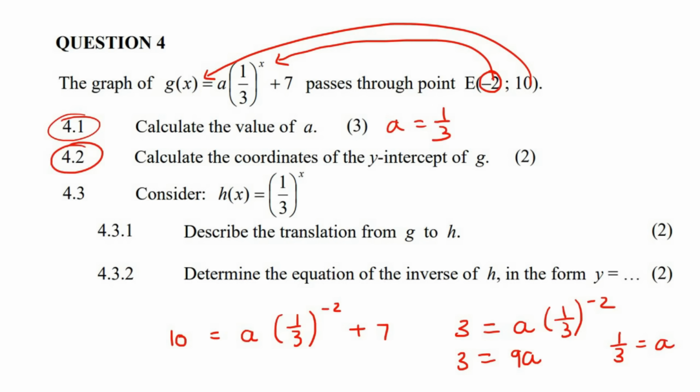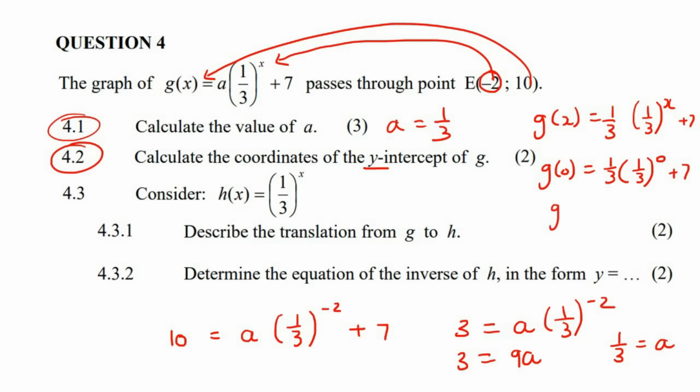This question says calculate the coordinates of the y-intercept. To find the y-intercept of any graph, you make x 0. So let's write out our equation. g of x equals a, which is a third, to the x plus 7. So to find the y-intercept, you make x 0. So let's do that.